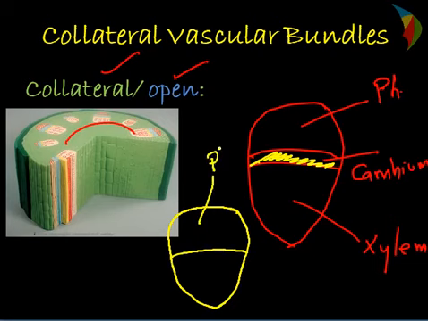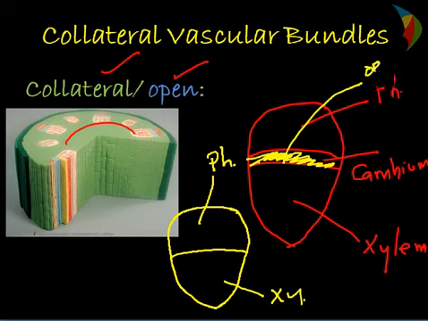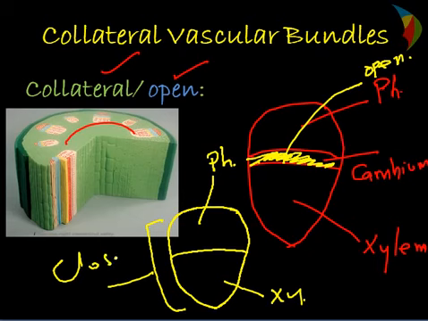This is phloem and it is xylem. So with the presence of cambium layer, this is open type and this is closed type. So these are two types of collateral, open type and closed type of vascular bundles.